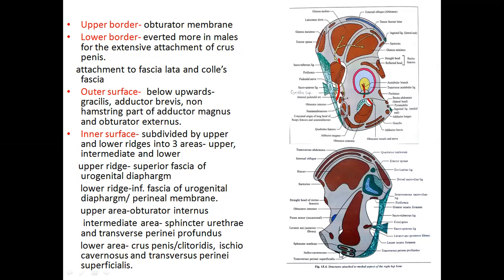And the intermediate area gives attachment to the sphincter urethrae and transversus perineum, which are nothing but the deep transversus perineum, what I told you. The lower area gives attachment to crus penis; in case of females, it is the crus clitoridis. Then ischiocavernosus and superficial transversus perineum. The name has changed a little. Superficial transversus perineum can also be named as transversus perineum superficialis. Don't get confused. And of these two ridges, the upper ridge gives attachment to the superficial fascia of the urogenital diaphragm, and the lower ridge, I told you, the perineal membrane.